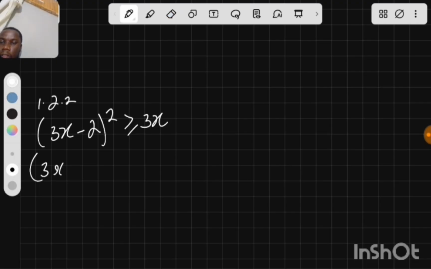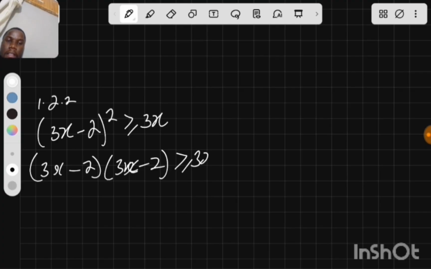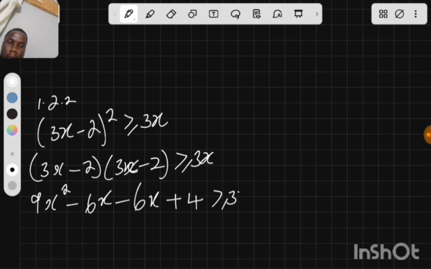3x minus 2 times 3x minus 2, which is greater than or equal to 3x. I hope you understand. Then 3x times 3x is 9x squared, minus 3x times 2, which is minus 6x, minus 6x, plus 4, which is greater than or equal to 3x.